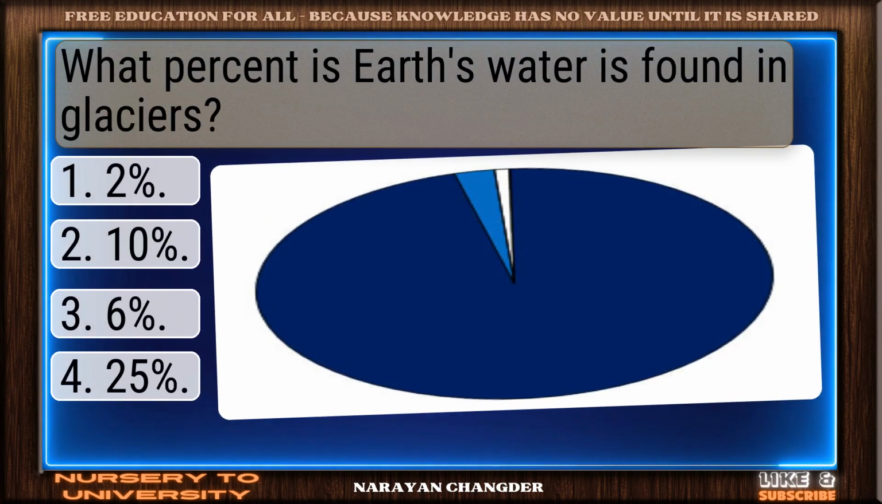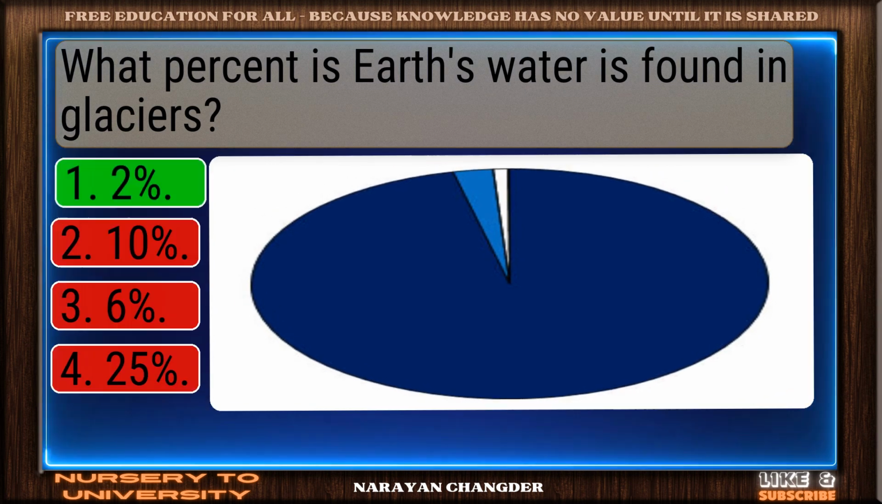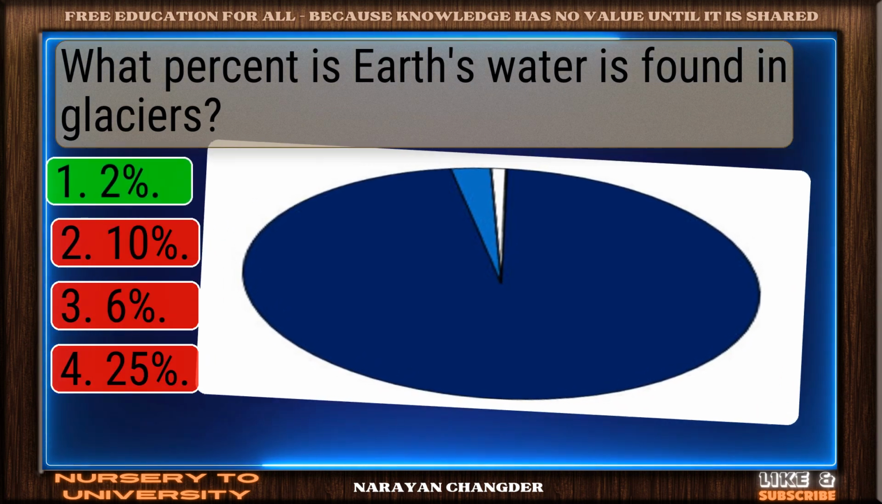What percent of Earth's water is found in glaciers? Nice selection. 2% is the correct and valid answer.